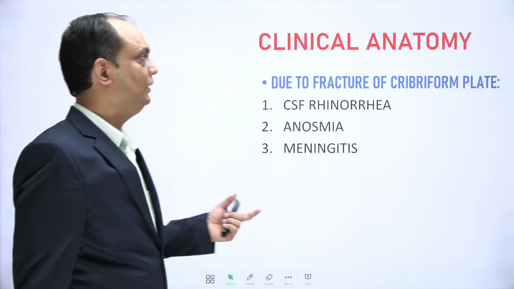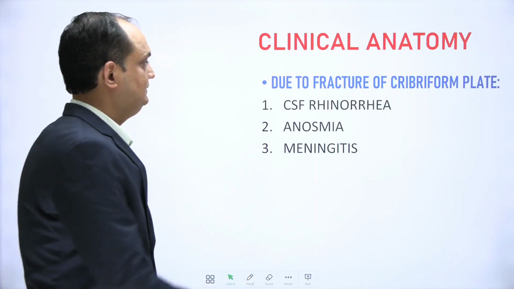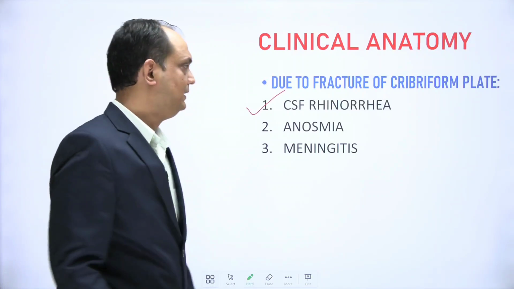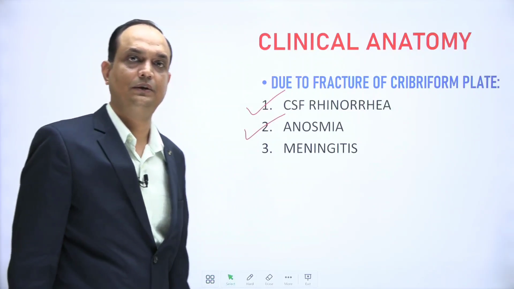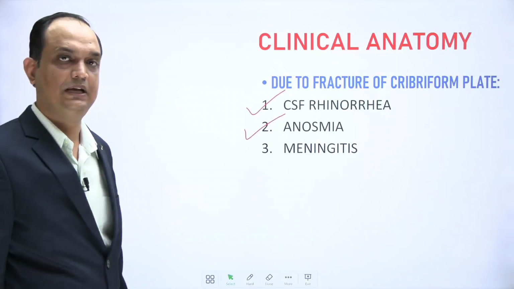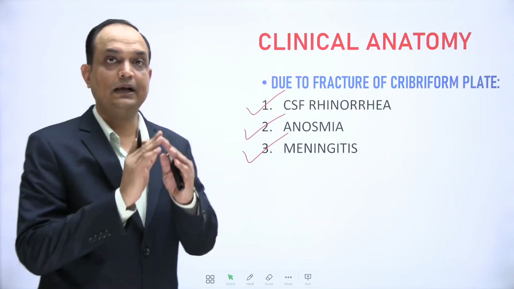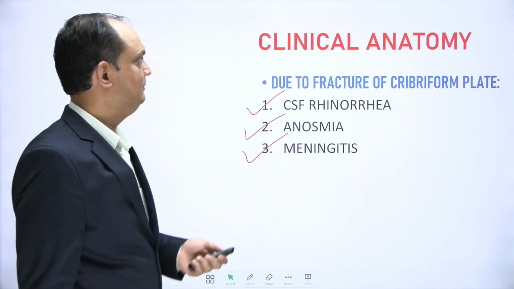Now there are a few important applied aspects. If the cribriform plate gets fractured, there is a leakage of the CSF through the nose, known as CSF rhinorrhea. There may be damage to the olfactory fibers which pass through the cribriform plate, leading to anosmia, that is absence of smell, and if an opening occurs in the dura mater, it will lead to infection, that is meningitis.